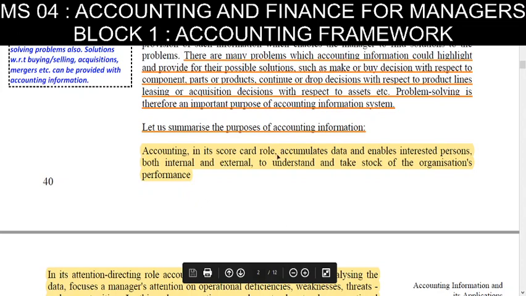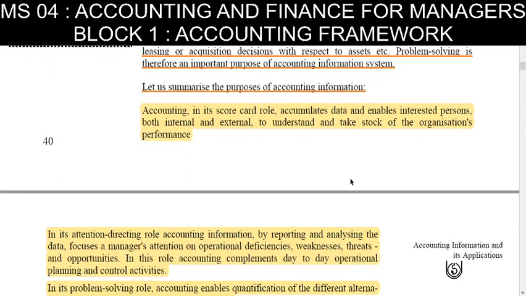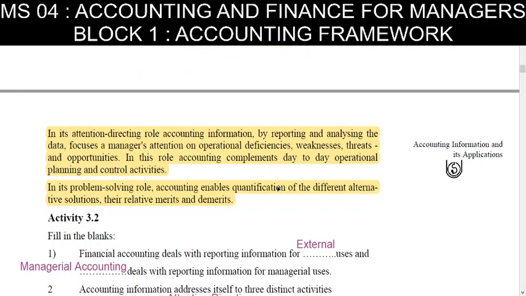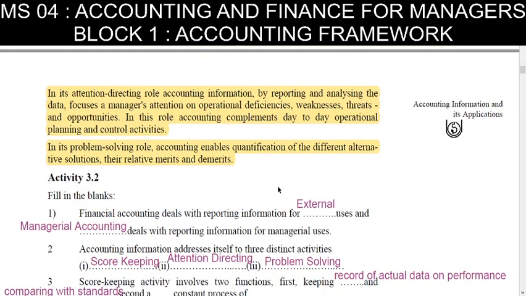Accounting in its scorecard role accumulates data and enables interested persons, both the internal and external persons, to understand and take stock of the organization's performance. In its attention directing role, accounting information by way of reporting and analyzing the data focuses a manager's attention on operational deficiencies or weaknesses or threats and opportunities. In this role, accounting complements day-to-day operational planning and controlling activities.